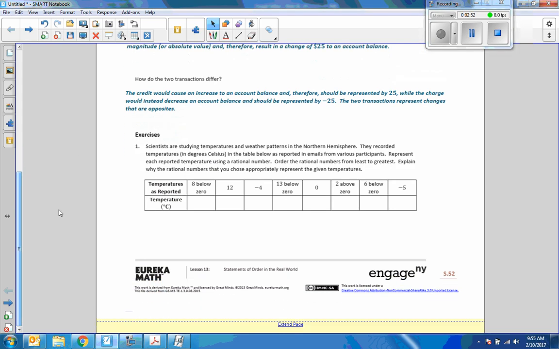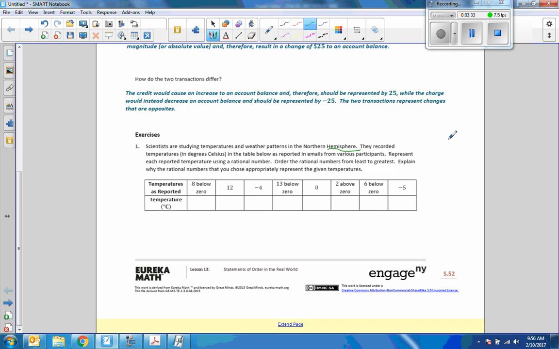Okay, so here's exercise 1. Scientists are studying temperatures and weather patterns in the northern hemisphere. They record temperatures in degrees Celsius. Let me stop right there, because in geometry we talk about this word right here, hemisphere. Well, a sphere is a ball, like the globe, Earth. It's a three-dimensional ball. A hemisphere, hemi meaning half, is the half of the sphere. So when we say northern hemisphere, we mean north of the equator. All right? So anyway, moving on.